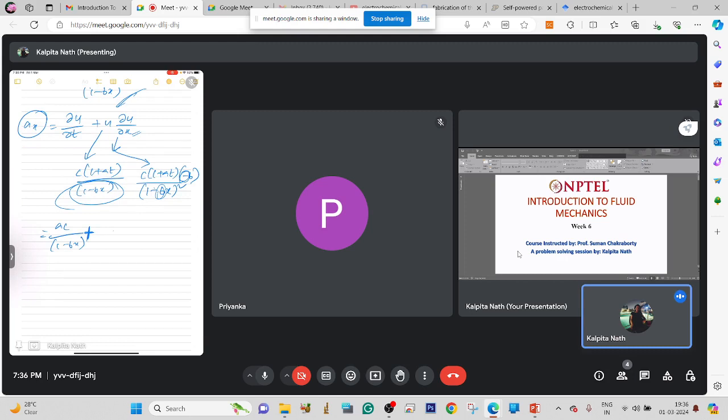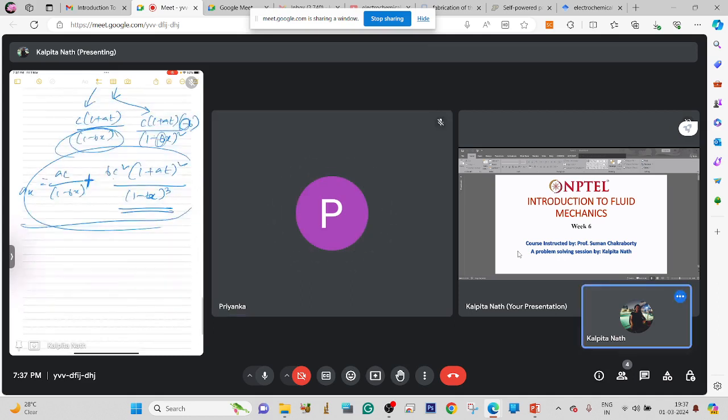I've written something wrong here. Okay, so this is bc square, as you correctly said. So this is 1 minus bx whole cube. Is it the one? Yes, ma'am. Okay, then this kind of questions will be solved like that.